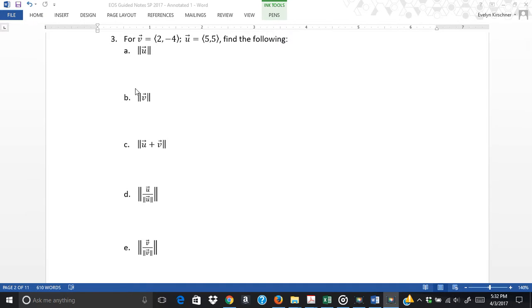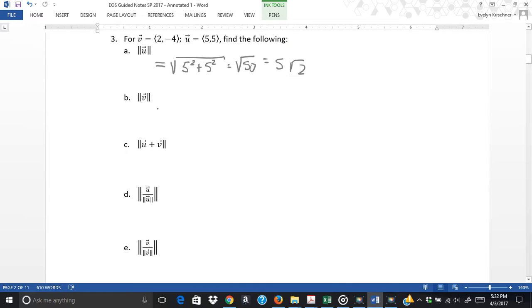So I have some vectors and I want to find certain things about them. The first thing I want to do is for u, I want to find its magnitude. So the magnitude of u equals the square root of 5 squared plus 5 squared, which is the square root of 50, or if I simplify it, 5 radical 2.